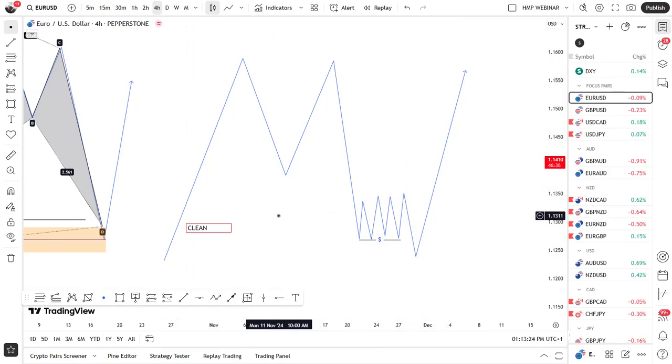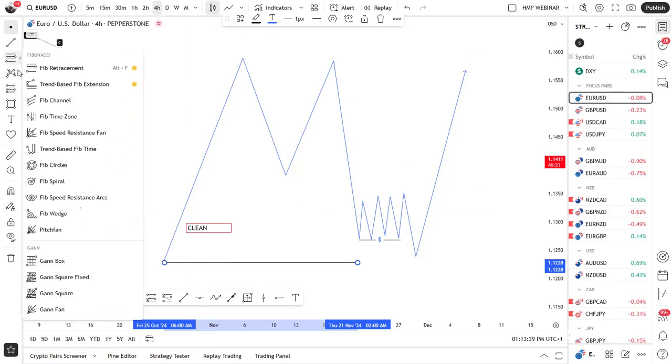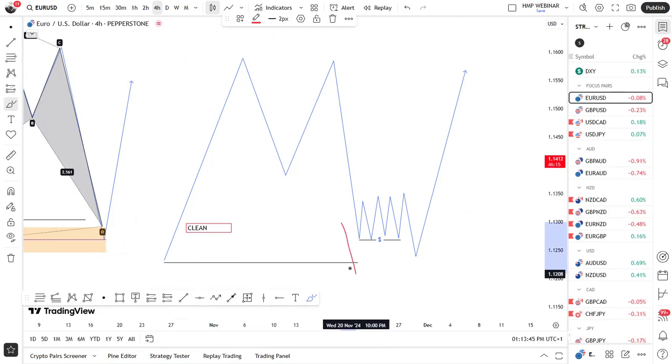What could likely happen is that there are two options. Price could sweep through this low. Sometimes price will likely sweep through this low before reversing to the upside. So this is what you might actually find happening around this level, okay?